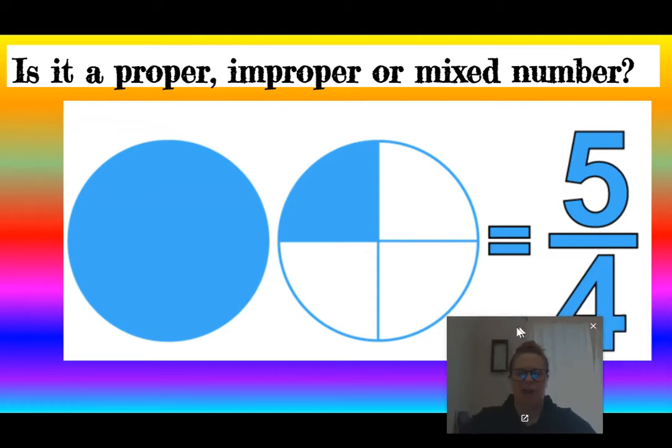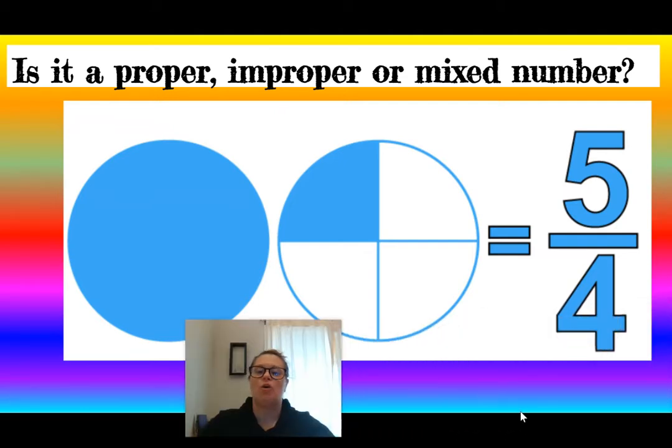How about this one? Check it out. Now, don't let the picture confuse you. The picture's here for a reason, right? Look at the fraction. Look at the numbers. What do you notice? I'm hoping you see the 5 is bigger than the 4. When the numerator is bigger than the denominator, that's improper.